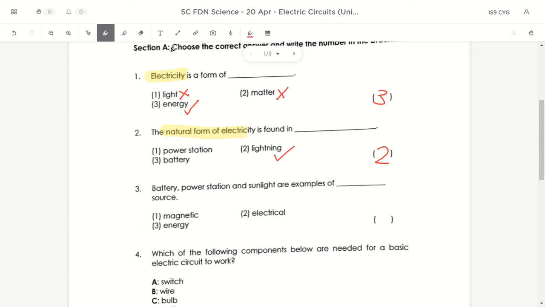Power stations, batteries and sunlight are examples of what source? It's not a magnetic source. A magnetic source is magnets. It's an electrical source because they give us electricity. Energy source. Power station. Alright, I made a mistake here. So it seems like yes, electrical source. Battery is an electrical source. Power station is an electrical source, but sunlight is not an electrical source. So 2 is out. I nearly got tricked, so be careful. Battery is an energy source. Power station gives us electricity, with energy. Sunlight gives us solar energy, which is correct. So the answer is 3. Just to be sure, it's not electrical because these 2 yes, but sunlight no.